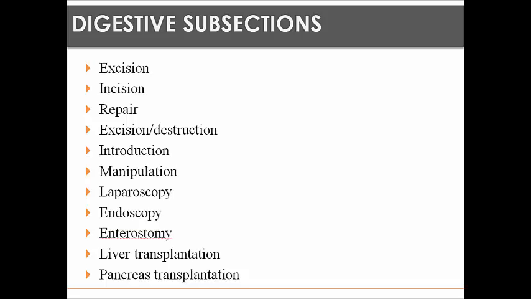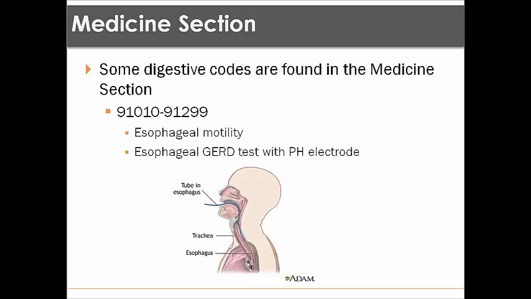In the CPT codebook, the codes are first found by body part and then by the procedure. The subsection of the digestive system includes procedures involving system organs and are reported for open, endoscopic and laparoscopic procedures. But these are just some of the digestive subsections that you will find in your book. Just to note, the medicine section of the CPT codebook does house a section for gastroenterology, and these are classified as diagnostic tests.